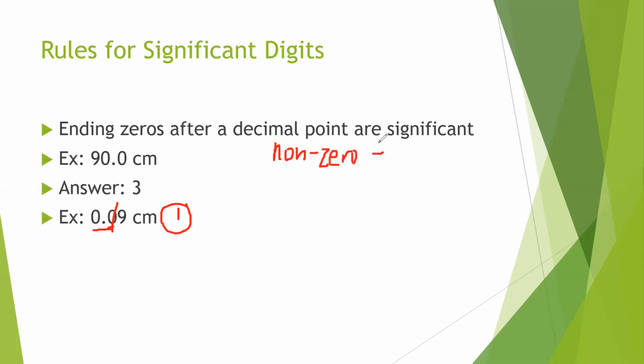To the left. Like in this case, there was a non-zero digit to the left, which is that 9. So this 0 was significant. But in this case, this 0, there's no non-zero digit to the left, so this is a part of the leading zeros. So there's actually only 1 significant figure. I'm sorry for the confusion I caused.